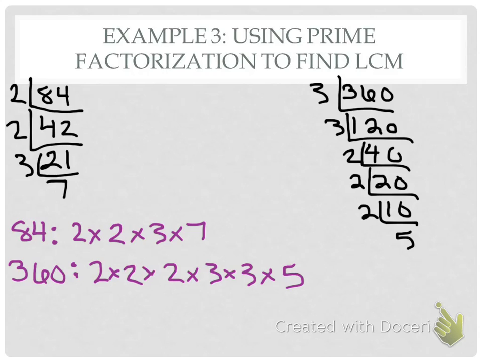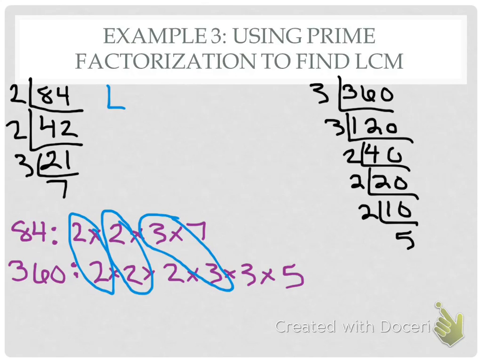So what's a factor that both of these numbers have in common? Kenzie? 2. What's another factor? Class? 3. We have some 3s here. What else? 2. And 2. So under the LCM, you're going to write 2 times 2 times 3. But you're not done. For the GCF, this is where we would end, and we would say GCF is 12.